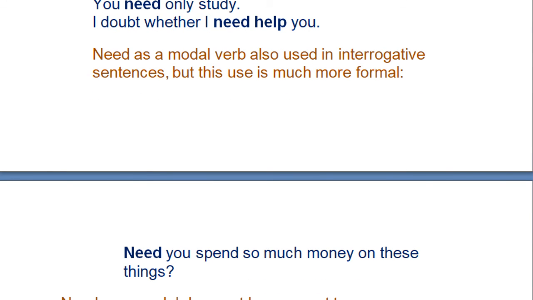You need not fear about that. You need only study. I doubt whether I need help you. So here need has been used as a modal verb because here it has been followed by a bare infinitive. So whenever dare and need are followed by a bare infinitive, they act like modal verbs. But where they are followed by a to infinitive, they act like main verbs.